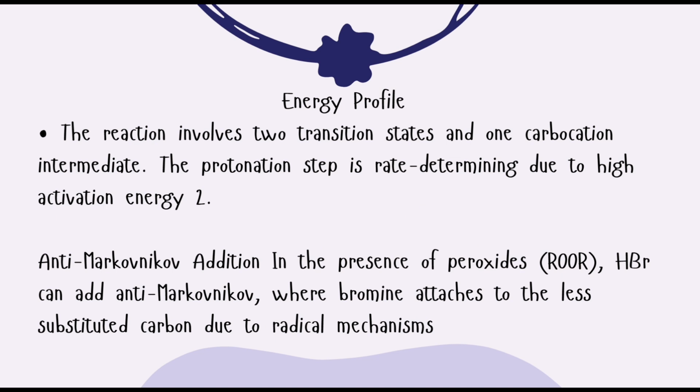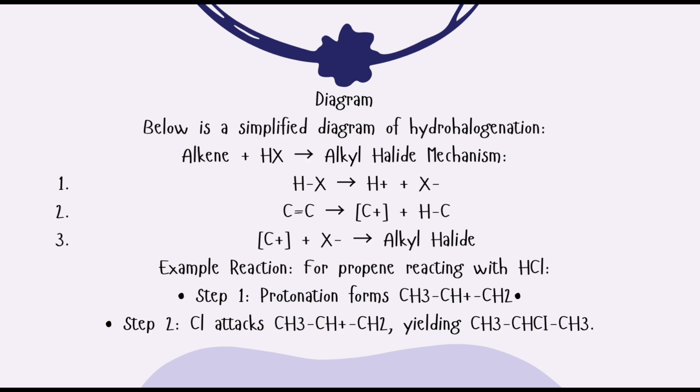So the energy profile. The reaction involves two transition states and one carbocation intermediate. The protonation step is rate determining due to its high activation energy. Anti-Markovnikov addition: in the presence of peroxides, or ROOR, hydrogen bromide can add anti-Markovnikov, where bromine attaches to the less substituted carbon due to a radical mechanism.